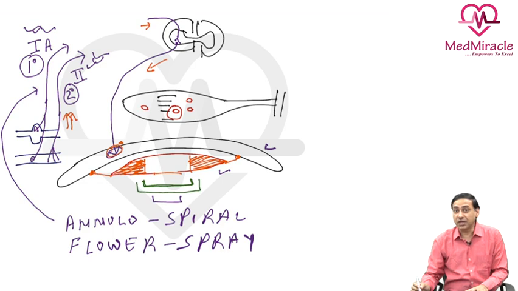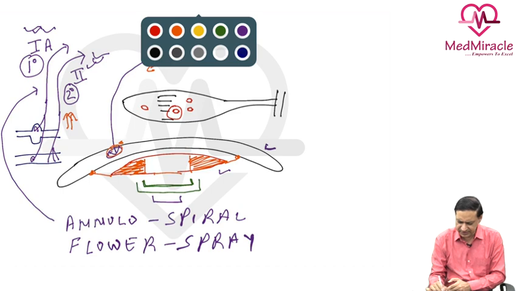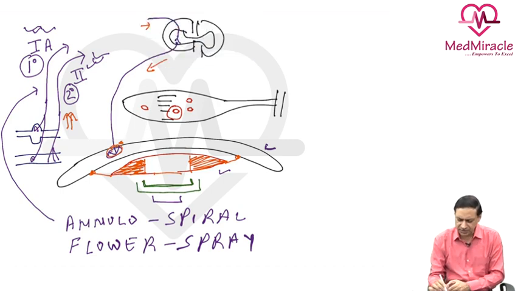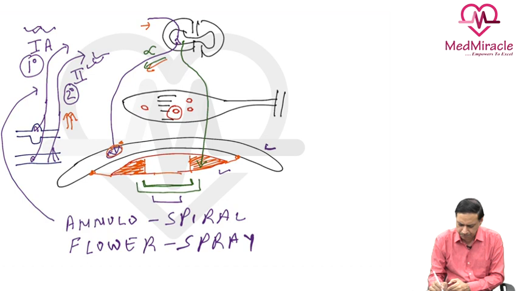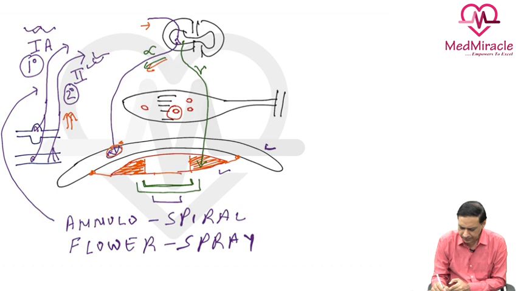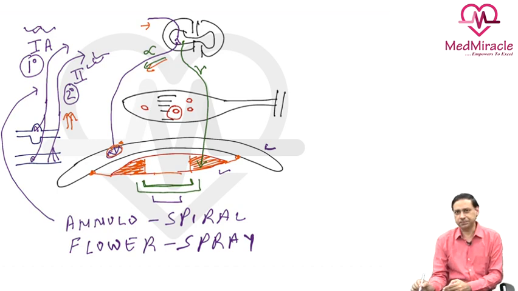This is because of gamma motor neurons. Just see. This motor neuron which is supplying the extrafusal fiber is actually the alpha motor neuron. There is another motor neuron coming from the spinal cord, small in size, and this is the gamma motor neuron, and this supplies the peripheral contractile ends of the muscle spindle. This is the gamma motor neuron.